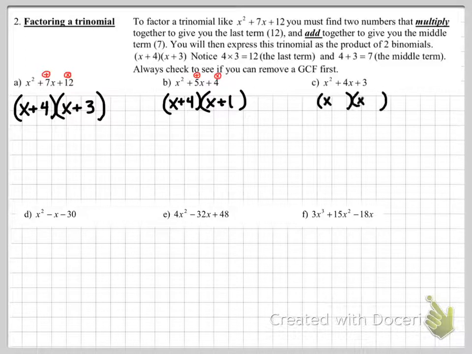In the third one, we have x and x being x squared, and then two numbers that multiply together to give me 3 and add up to 4. That would be 3 times 1 and 3 plus 1. So we could use 3 times 1 and 3 plus 1, which gives us x plus 3 times x plus 1.